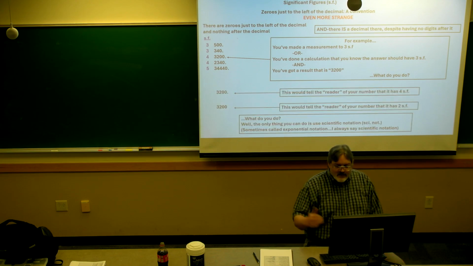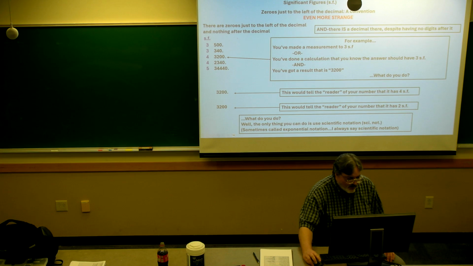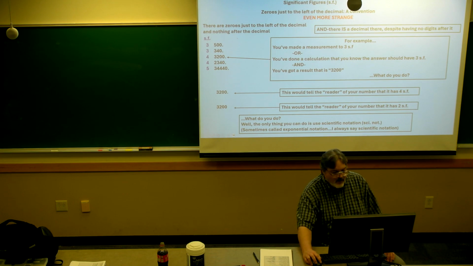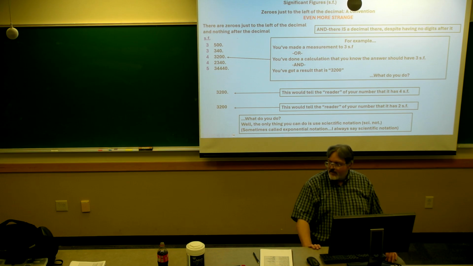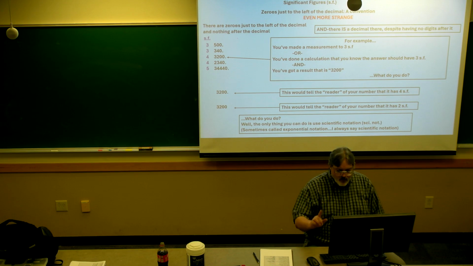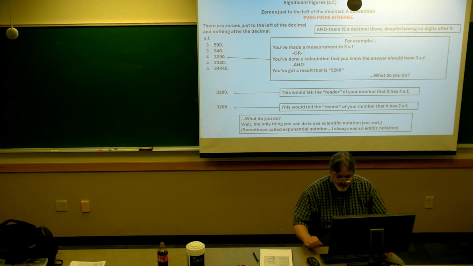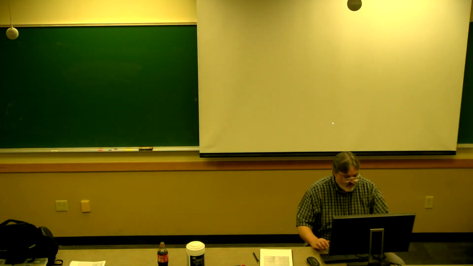So if you did it this way, you'd be telling the reader it's four significant figures. I'll get my laser pointer. But here you're telling the reader it's four significant figures. Here you're telling the reader it's two, but you needed three. There's no way to do it with this convention. You have to use scientific notation, or sometimes called exponential notation. And we'll get to that. I might get to it today, but I might have to do it on the board. I think that's the end of this one.